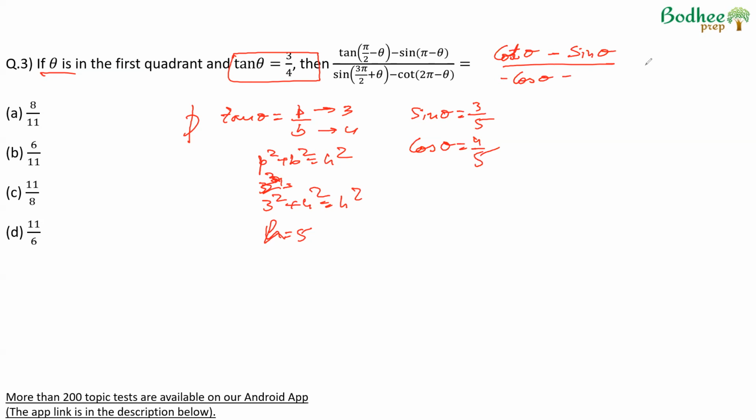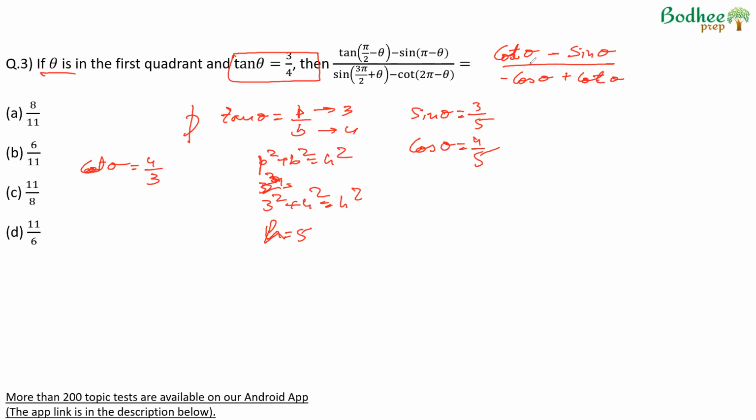2 pi minus theta. This will become plus cot theta, fourth quadrant, cos. Fourth quadrant, so negative cot, and this is an even multiple of pi by 2, so cot remains cot. If tan theta was 3 by 4, cot theta will be 4 by 3.